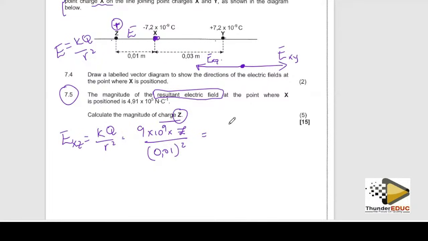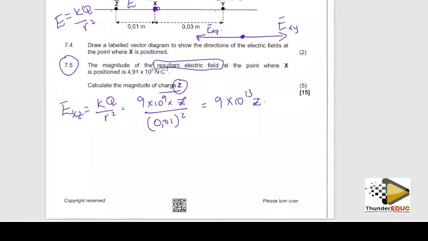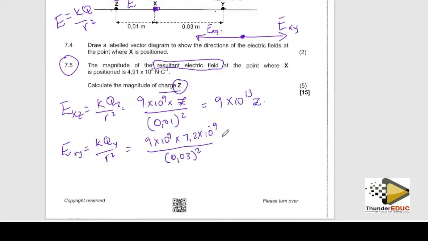That is giving me 9 times 10 to the 13 Z. And then when I look at the electric field XY, it's going to be the same. The Q that I'm using is the Y, over R squared. So 9 times 10 to the 9 times 7.2 times 10 to the negative 9 over 0.03 squared.